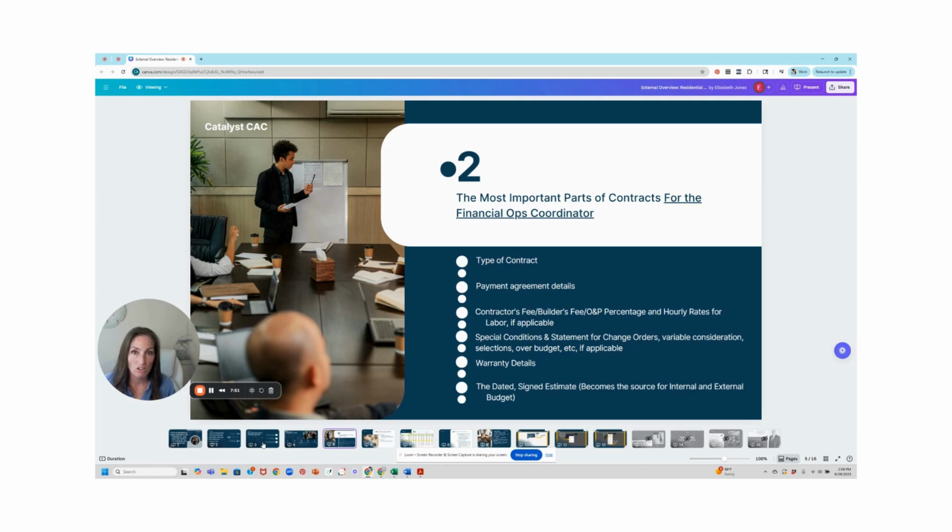So at the end of the contract, you need to have your schedule of values dated and signed, because it becomes the source of truth for your internal and external budget. And the FinOps coordinator will want to take that budget and will need to put that up into Adaptive or whatever financial tracking software you are using, so that they can use that as a source of truth for all of your estimate versus actual reports, your draw schedules. Everything that comes for analysis afterwards will depend on that signed estimate.